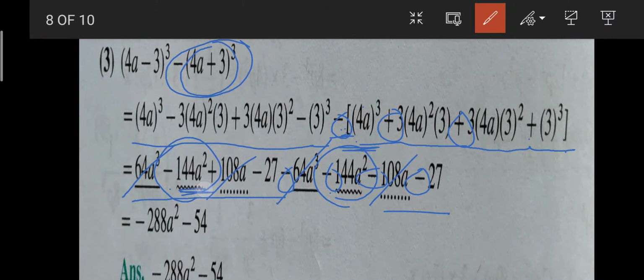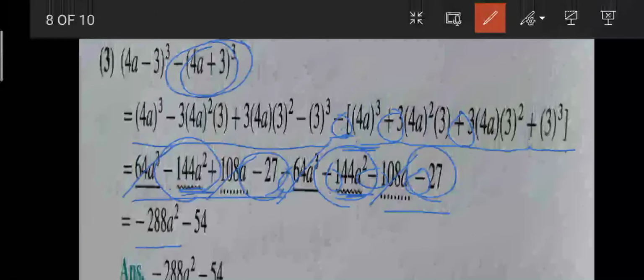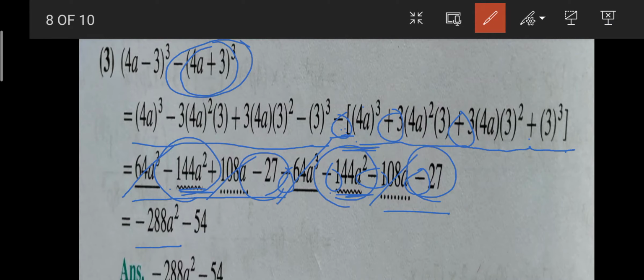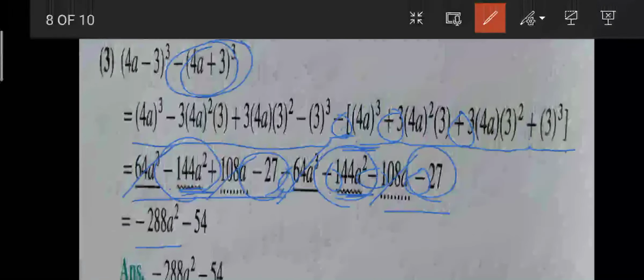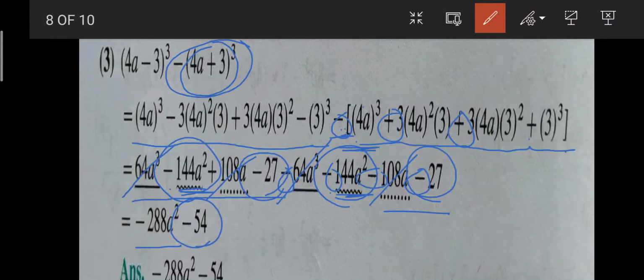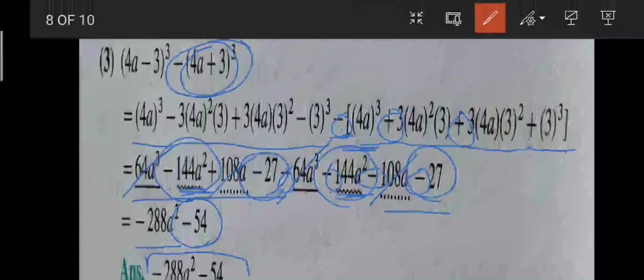So we only have to add the numbers, and then take the sign of the bigger number. So here we get minus 288a square. Here we have minus 27, and here also minus 27. So minus 27 and minus 27, we are going to add the numbers. So we got 54, and the sign of the greater number, that is minus, we have put here. So finally this is what we got as our answer.